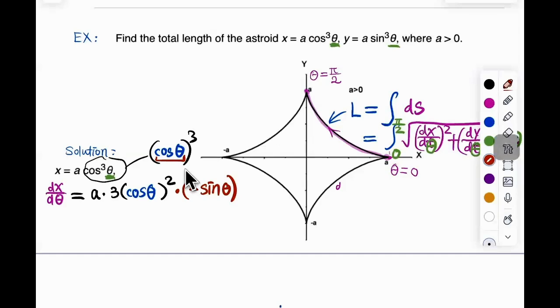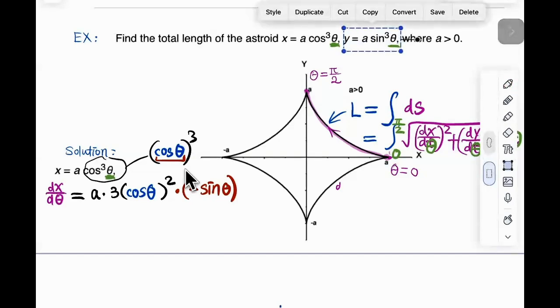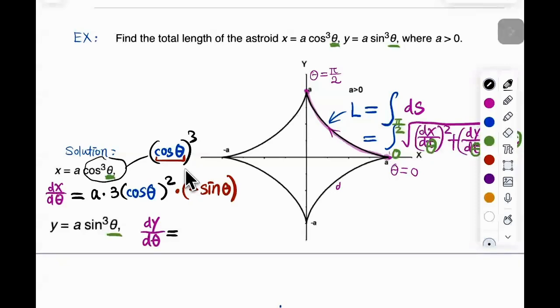Now I'm going to ask you to find dy/d theta by yourself. Take a minute to work on that and tell me what you get. Okay, Tony, you got it? What do you get? 3 times sine squared theta times cosine theta. Yes, you got it.